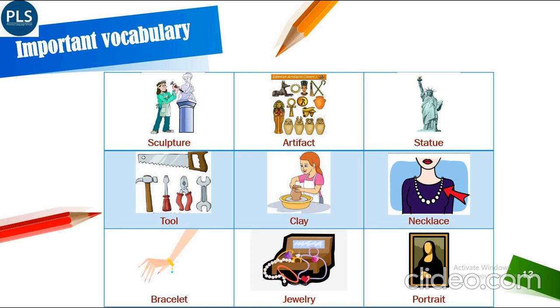Next word, clay. Clay is a substance made out of mud. We use it to make pottery. Pottery means like plates and glasses. Next word, necklace. Necklace is something that we can wear around our neck. Next word, bracelet. Bracelet is also an accessory that women can wear around their arms. Next word, jewelry. Jewelries are like necklaces, bracelets, earrings, rings, and a lot of other accessories that women can wear. Last word, portrait. A portrait is a drawing of a person or natural scenes that we can hang on the wall.